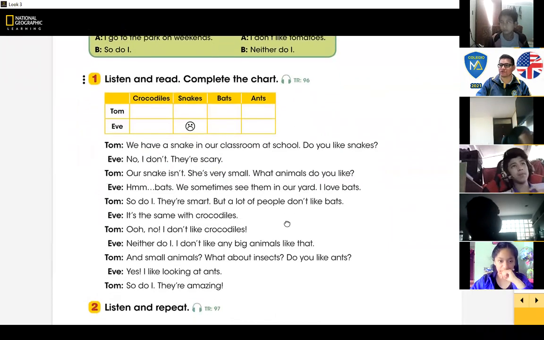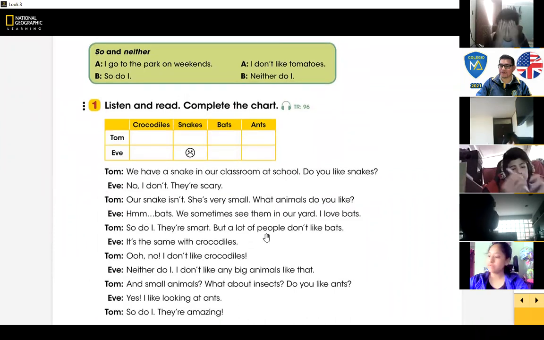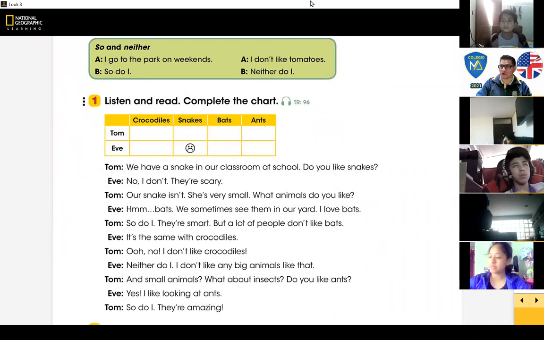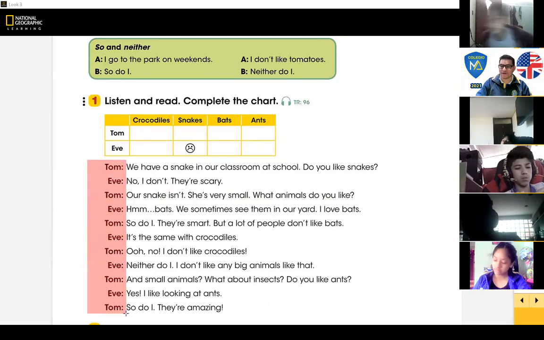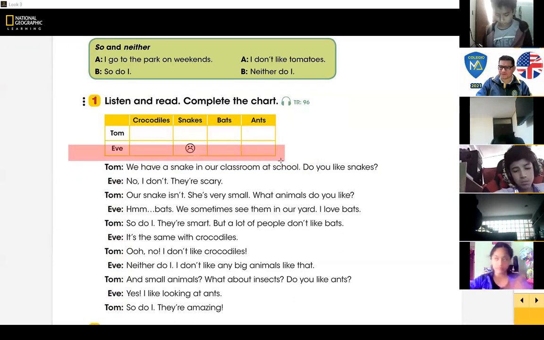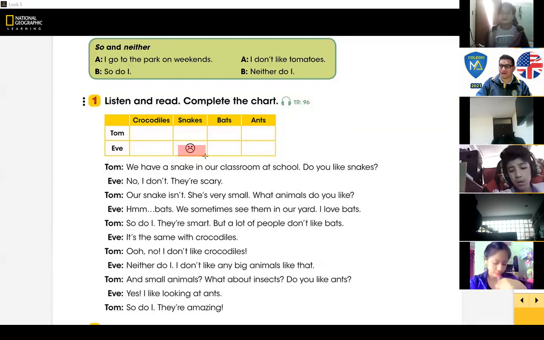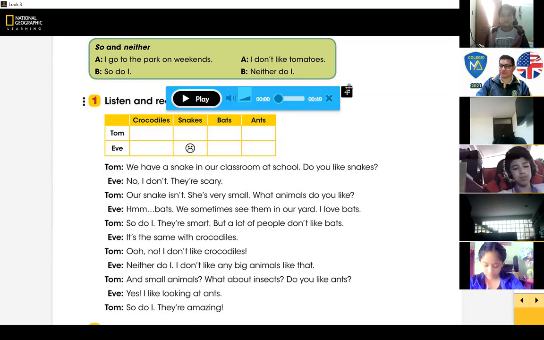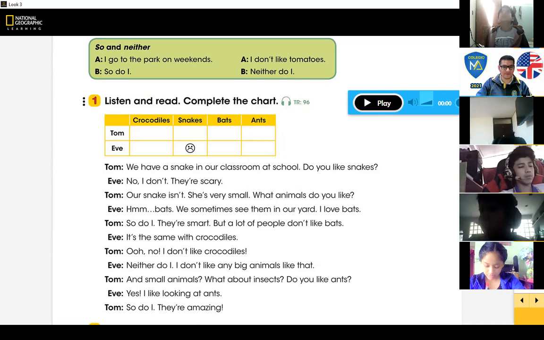You have to listen to the audio and complete the chart. We have the conversation between Tom and Eve, and according to this, we have to write here. What are Tom and Eve like? For example, here it says that Eve doesn't like crocodiles. What about Tom? Does Tom like them or not? You have to draw the happy face or the sad face. Yep. So let's start now. Pay attention. I'm going to stop the backing track music and let's start.